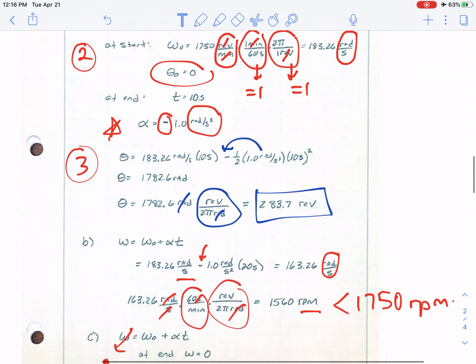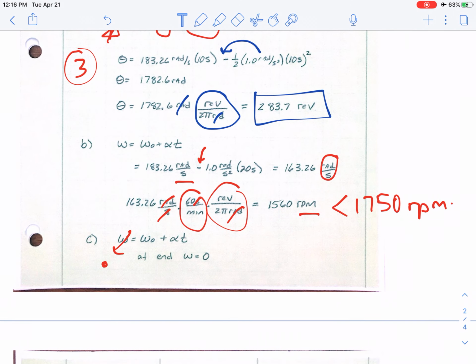I don't think I boxed my answers. Okay, did that one, and this one needs to be boxed as well.